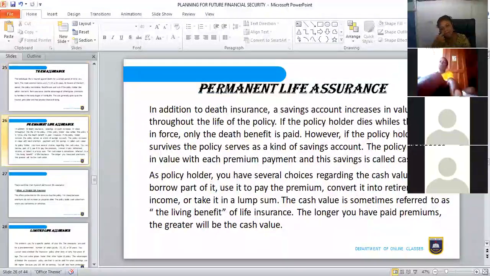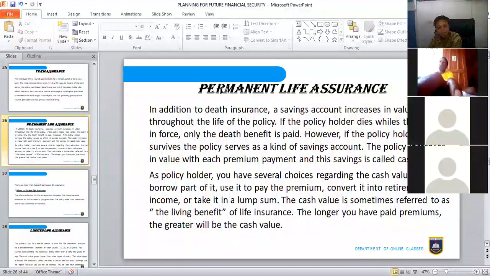Then the permanent life assurance. Now, in addition to the death insurance, a savings account increases throughout the life of the policy. If the policy holder dies whilst the policy is still in force, only the death benefit is paid. However, if the policy holder survives the policy, it serves as a kind of savings account. So if you die, the benefit will be paid. But if not, whatever you have will serve as savings for you.